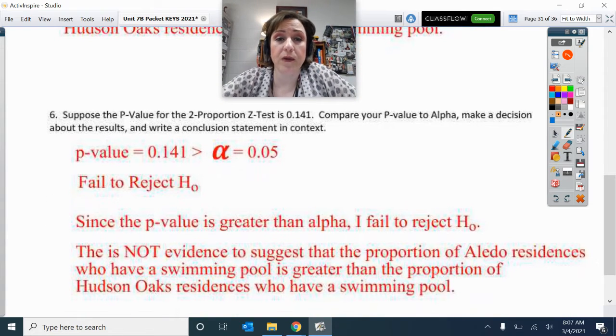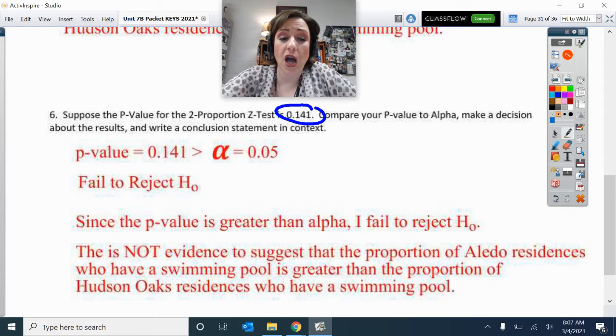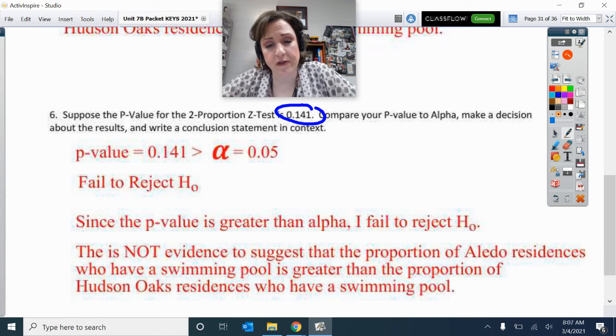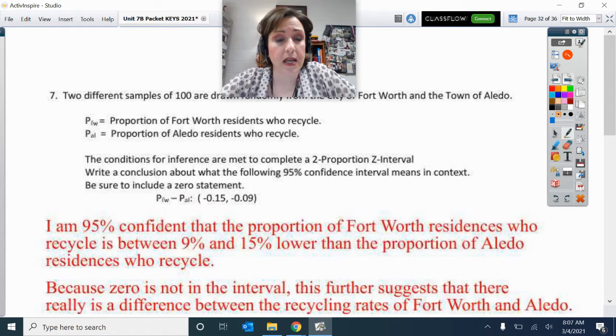And here is one where we failed to reject it. And so we do not have evidence to suggest that the proportion of Alito residents who have a swimming pool is greater than the proportion of Hudson Oaks ones. Okay. But then here are really the trickier ones. The intervals are the trickier conclusions.